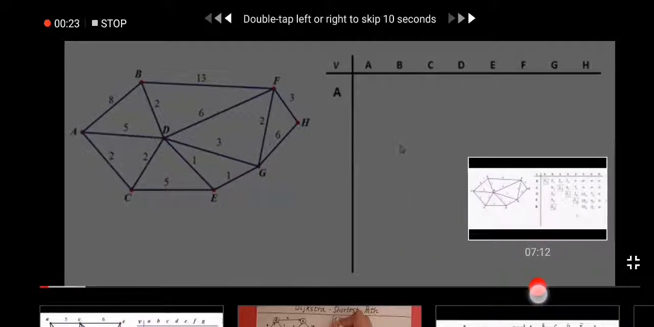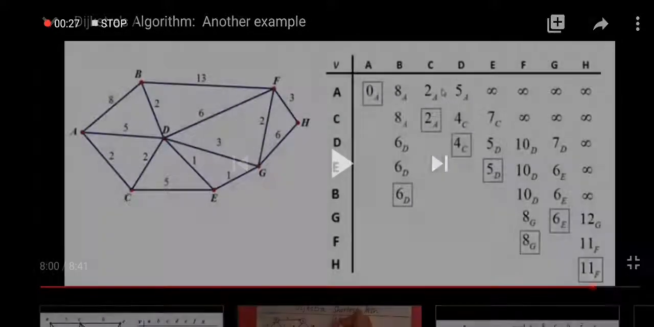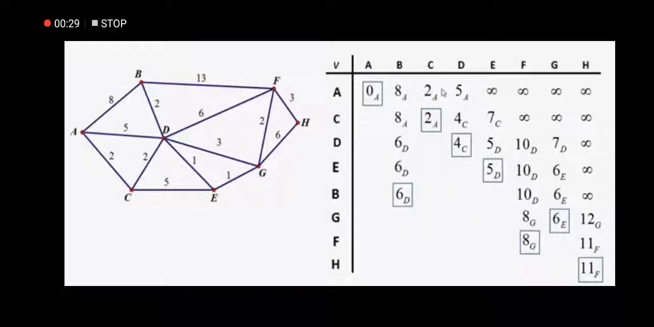I will skip to the last part. As you can see, here is the shortest length from point A to H. I'll explain it from the start.